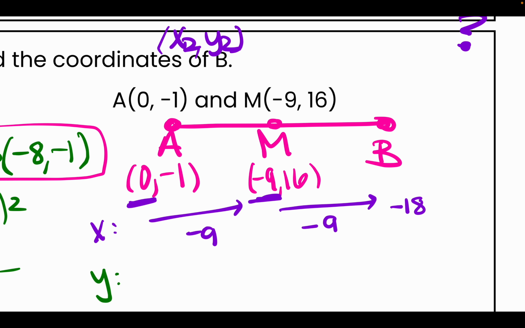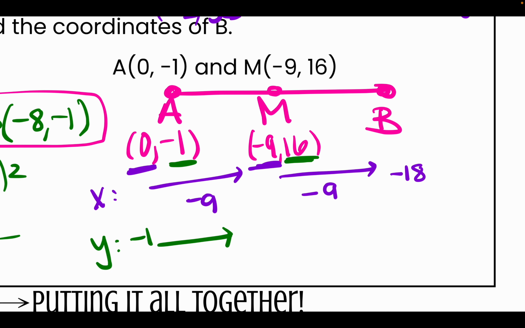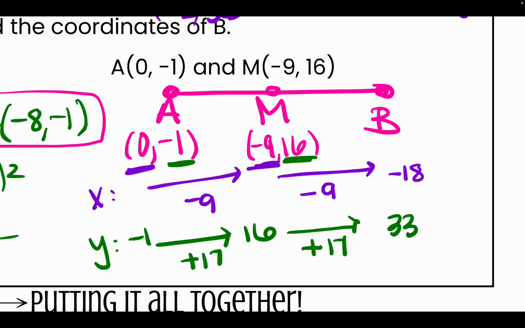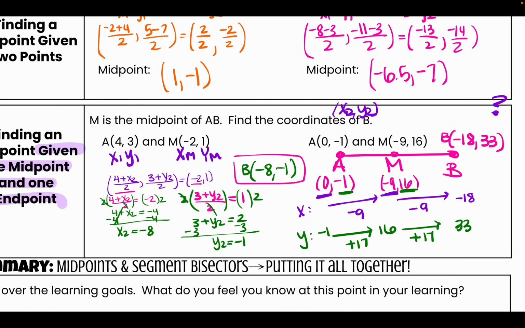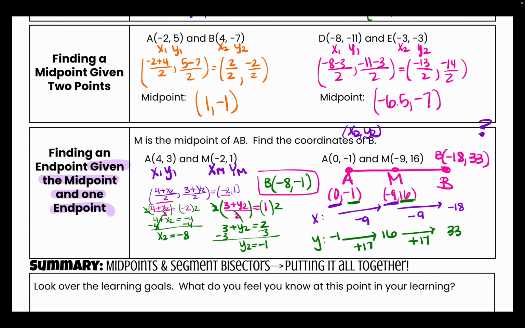Now for our y's, we're at negative 1 and we're going to 16. So to get from negative 1 to 16, we added 17. So what we have to do to get to B is add another 17. So 16 plus 17 is 33. So B is actually at the point negative 18, 33. So there's the two different ways. You can do it algebraically using the formula, or you can do it visually using your picture. I like to show both ways because some kids just learn better visually.